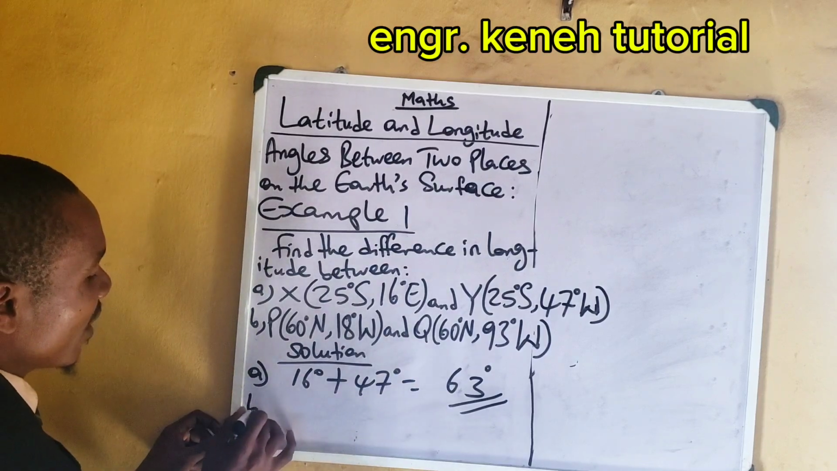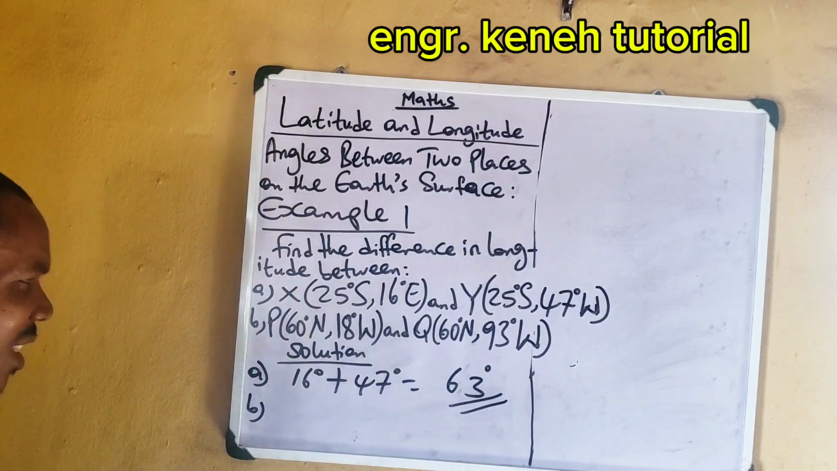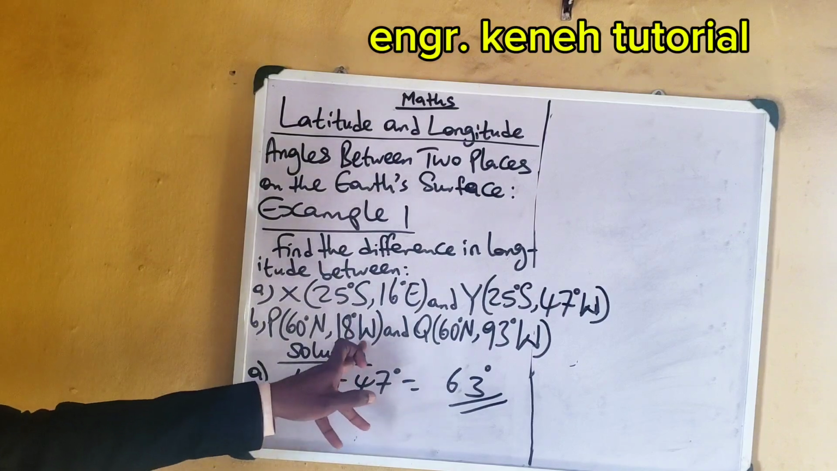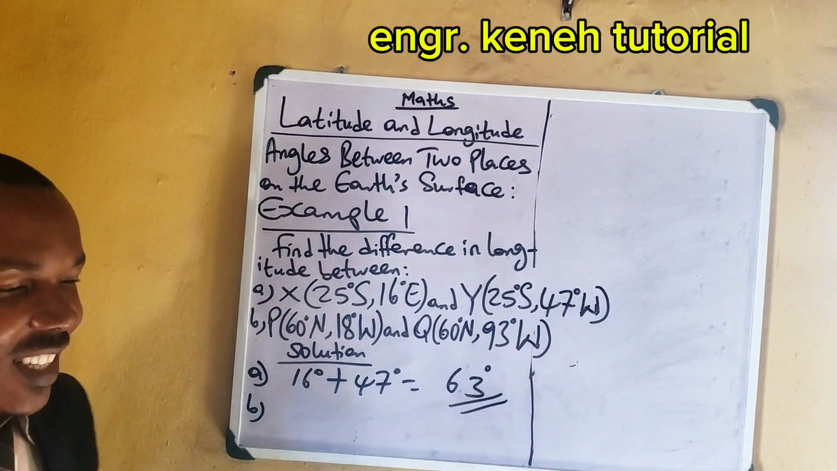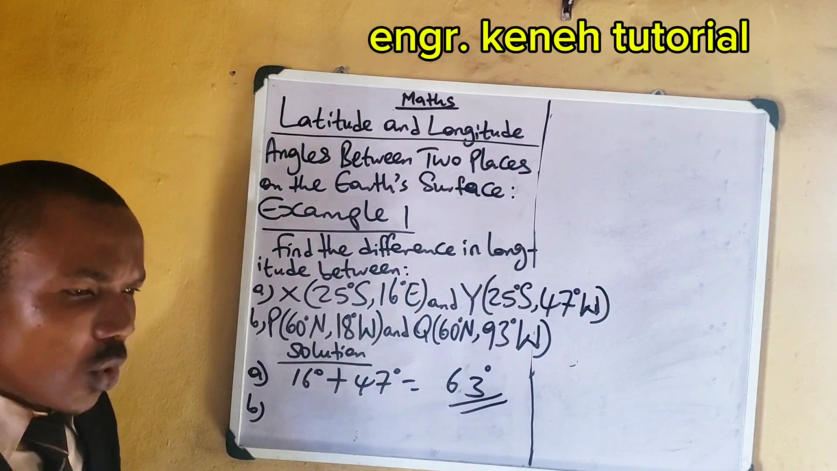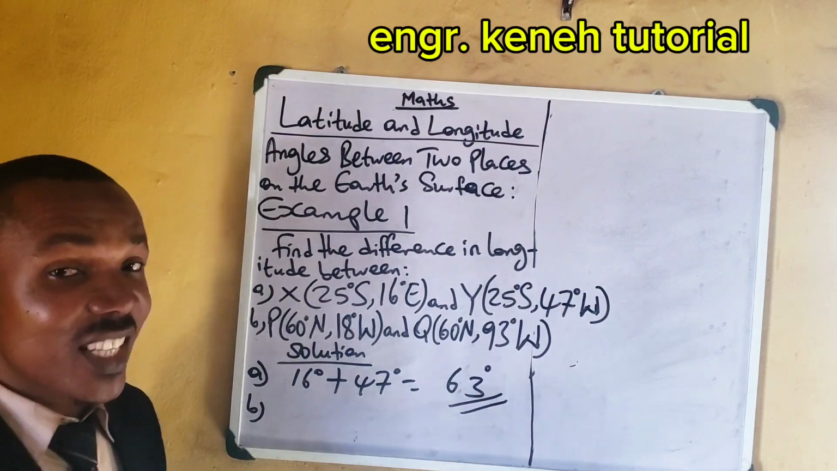For B, we have like this. You ask yourself again, what is the longitude we have here? We have 18 degrees west. The longitude we have here is what? 93 degrees west. All right. So we have west and west. They are on the same side.